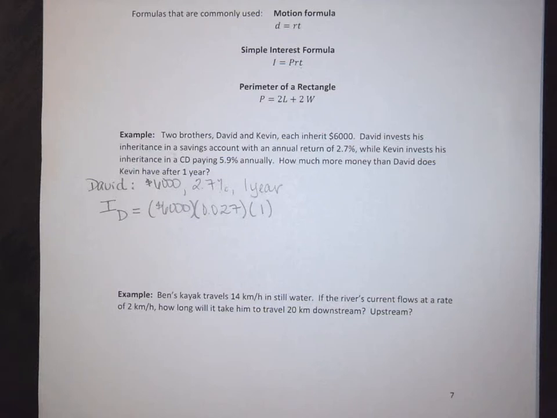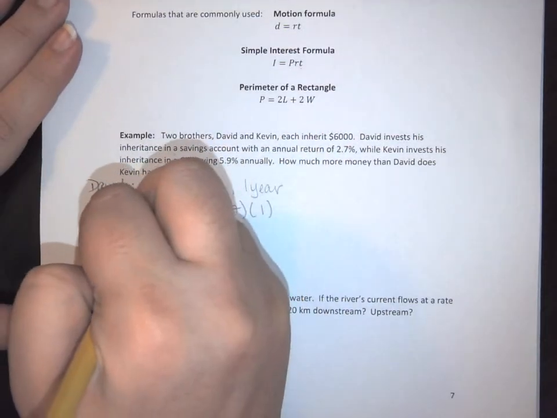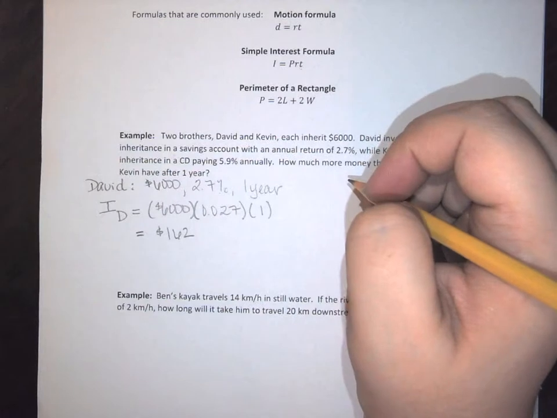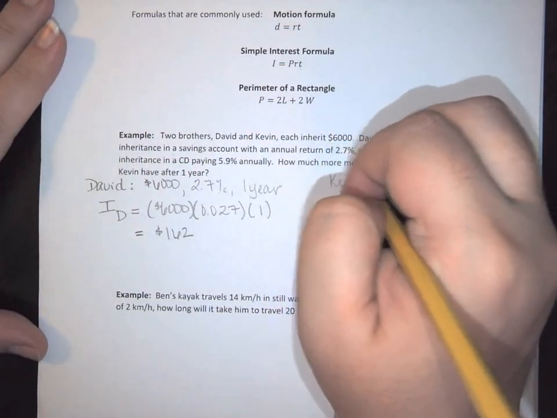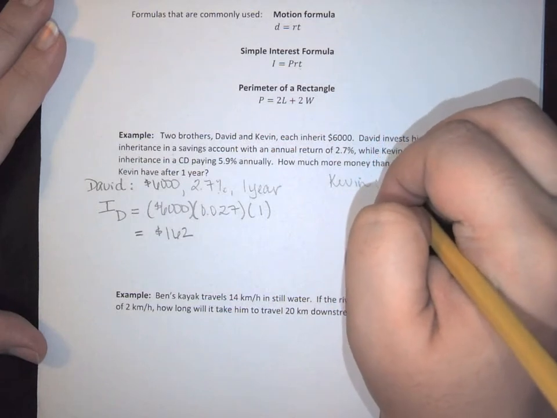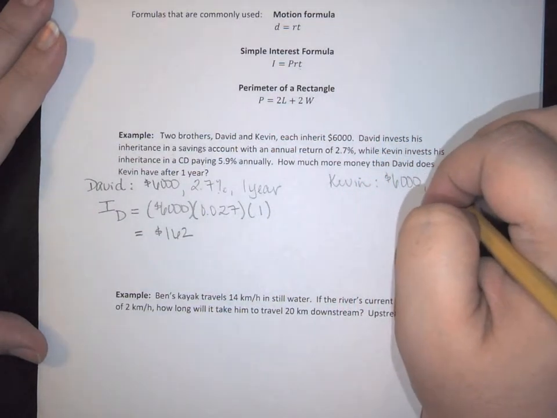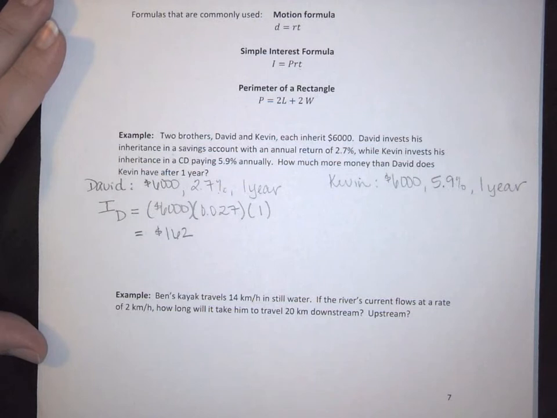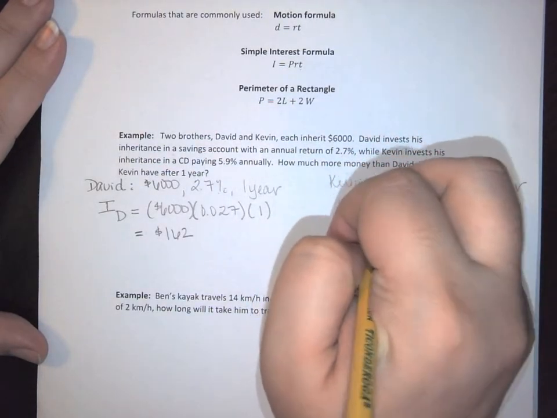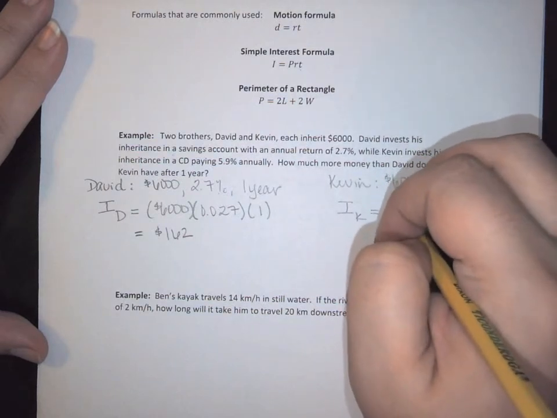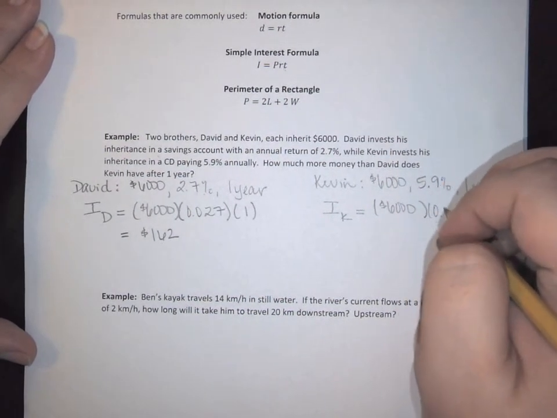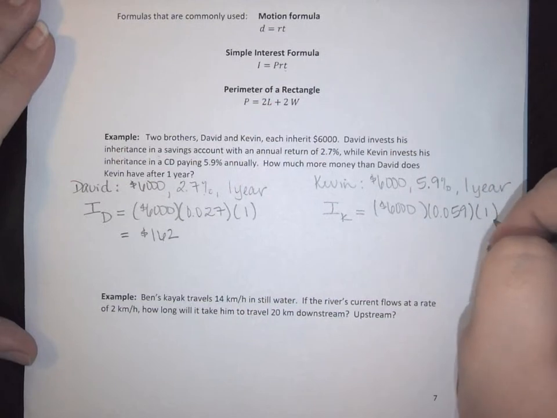If it's given to you in anything else, you're going to need to convert it over to years. So what we simply have to do is multiply this together, and this is going to give us the interest for David. So when we do that, we come out with David earned $162 in interest. Now we have to look at Kevin. Kevin is our other brother, and again he's got $6,000. He's going to invest it at 5.9%, and again it's for 1 year. So here we need to look at the interest for Kevin. So this is going to be your $6,000, again converting your percent to a decimal, so times 0.059 and then times 1 year.